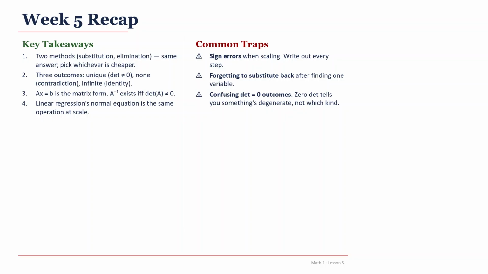Each outcome supports later coursework. Substitution generalizes to back substitution in upper triangular form. Elimination generalizes to row reduction. Classification by determinant becomes the singular matrix test that protects numerical code from divide by zero failures. And closed-form linear regression is the same operation, scaled to many features.